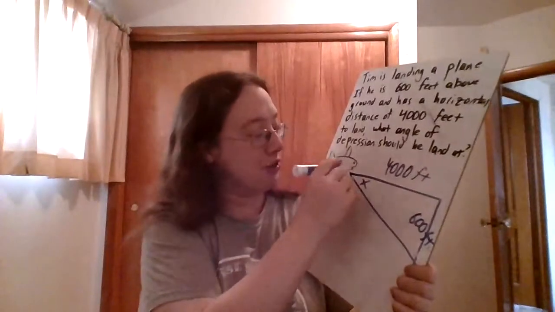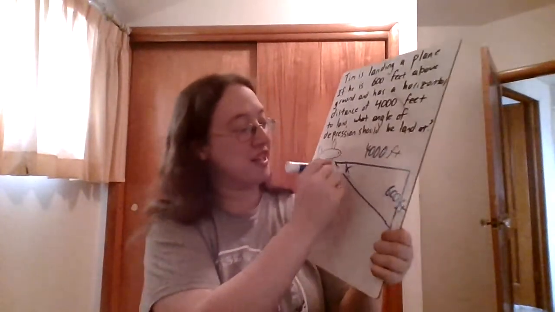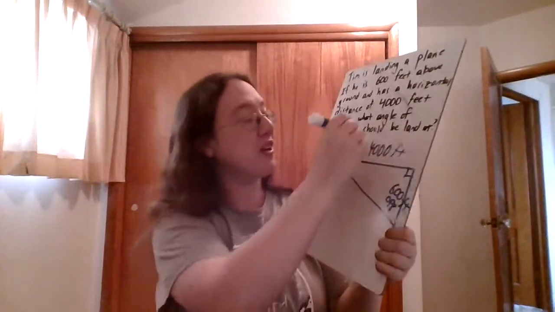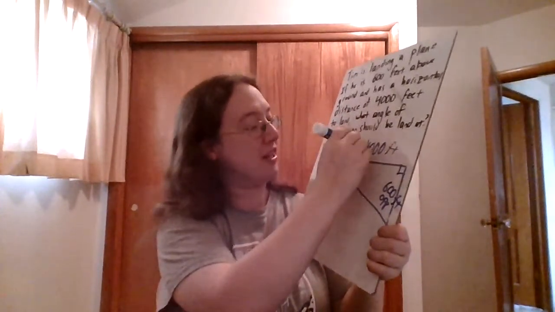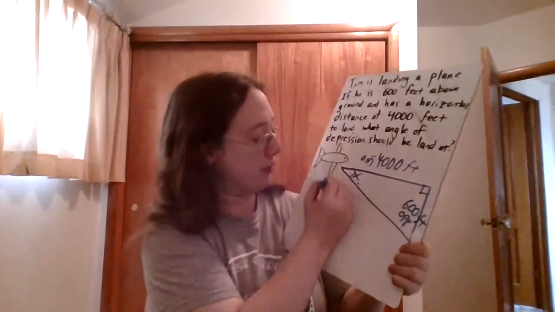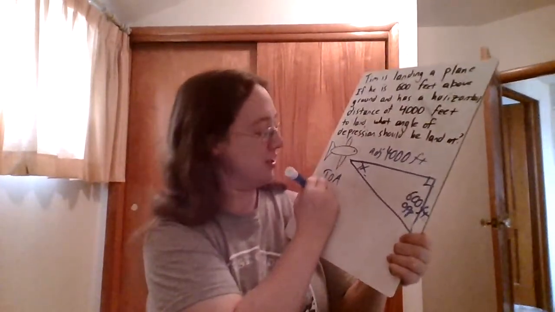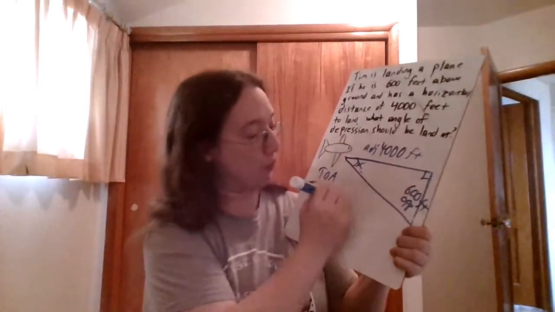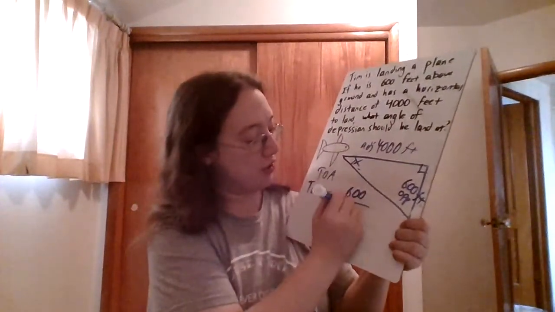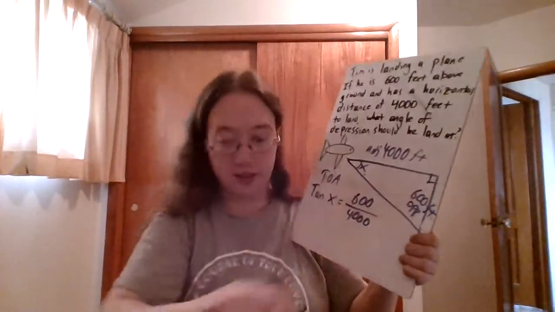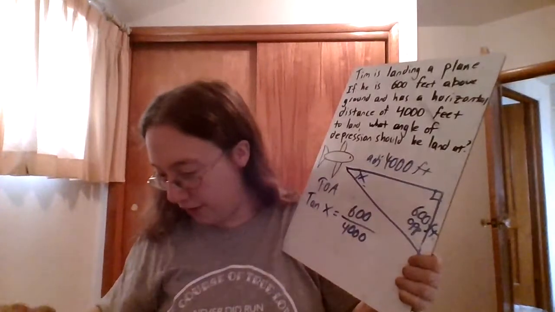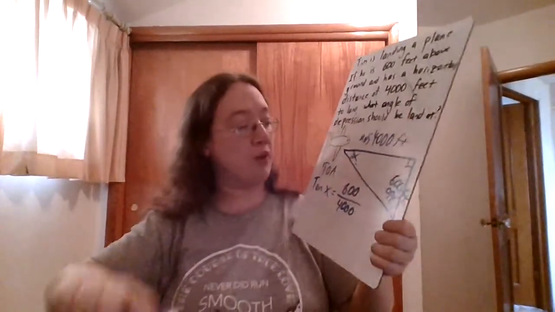So if we're looking at our little plainfish angle here, we've got an opposite side. And again, assuming this is a right angle, we've got our adjacent side. So opposite and adjacent is the TOA part of our SOHCAHTOA. So the tangent of the angle that we're looking for is going to be your opposite over your adjacent. And 600 divided by 4,000 is about 0.15.